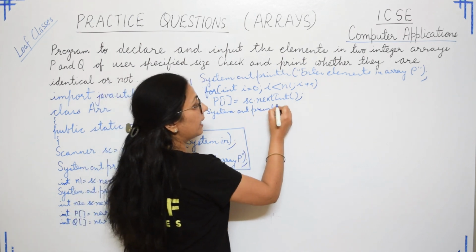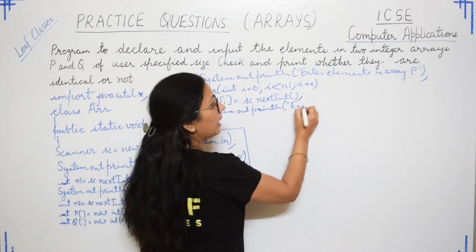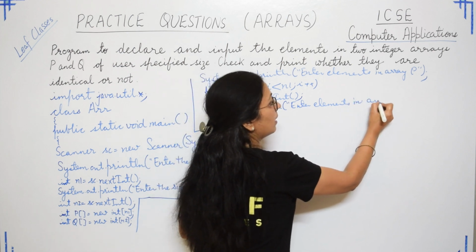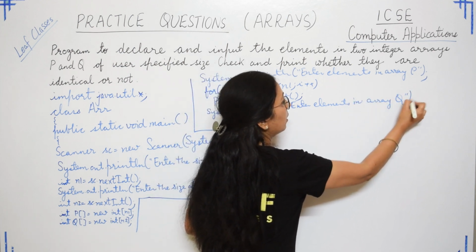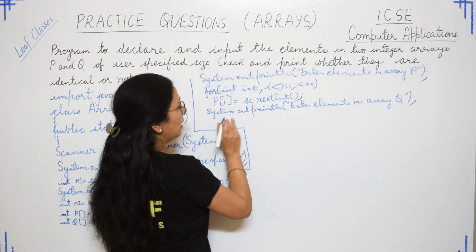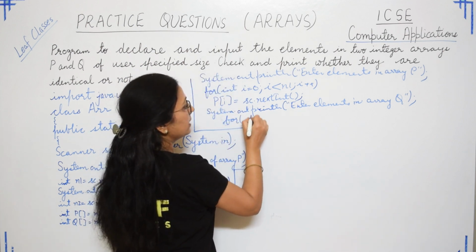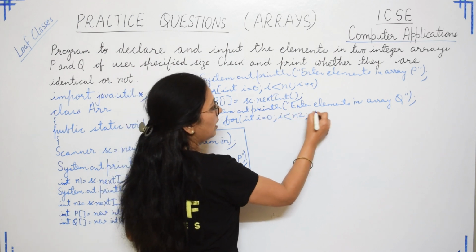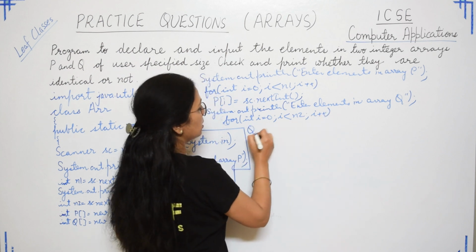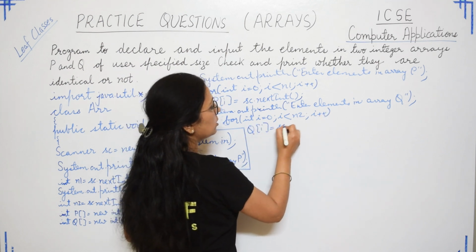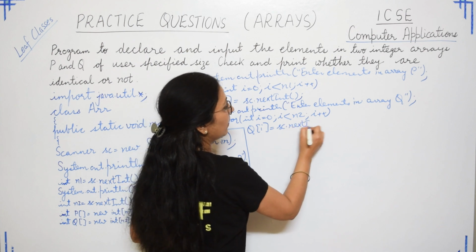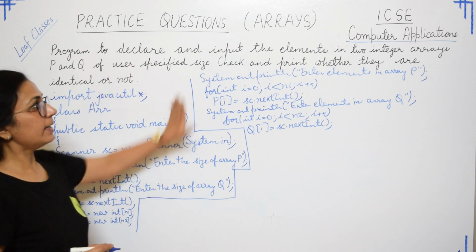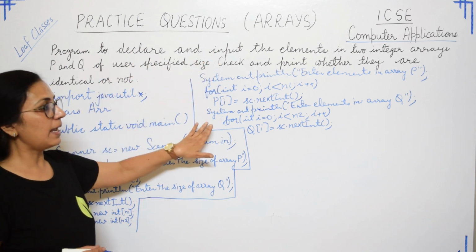Similarly, here we will write: enter elements in array Q. And then you take again one loop, for int i equals 0, i less than n2, i plus plus, and Q of i equals sc.nextInt. If you read the question, we have done till here. We have declared the array, we have input the elements in array P and array Q.